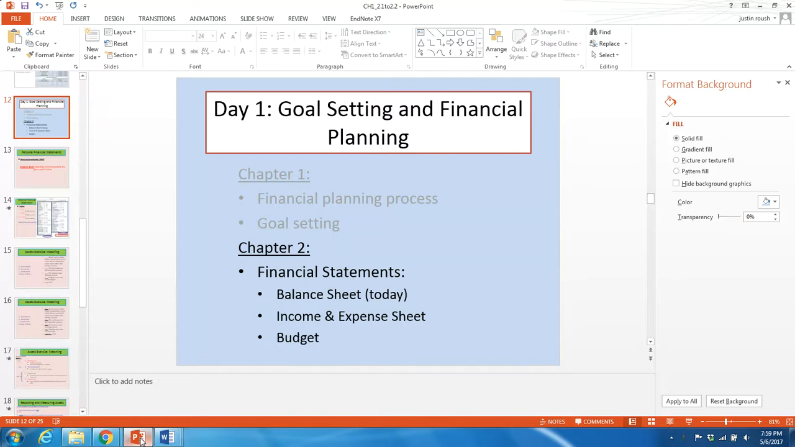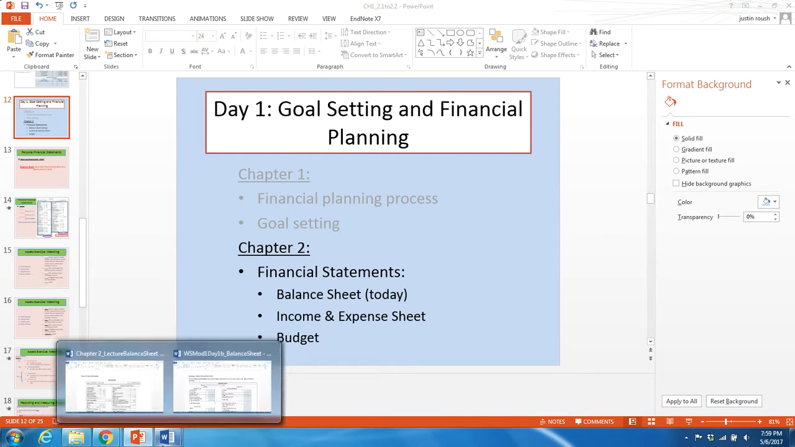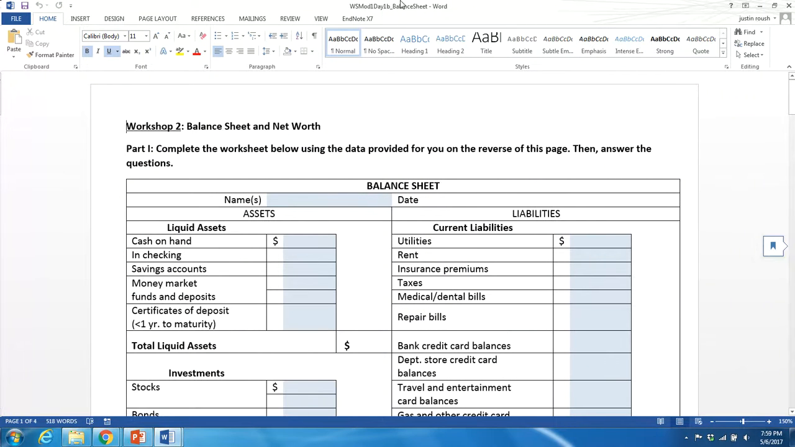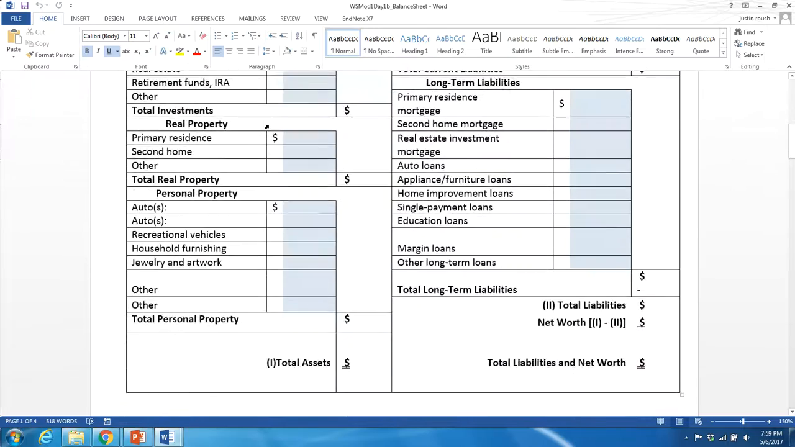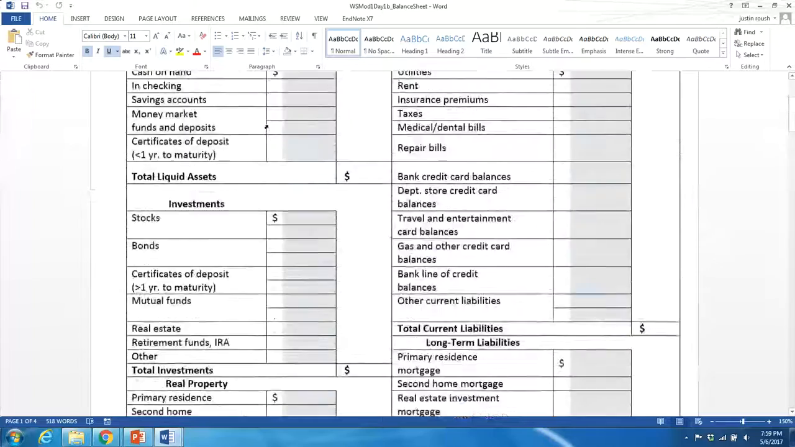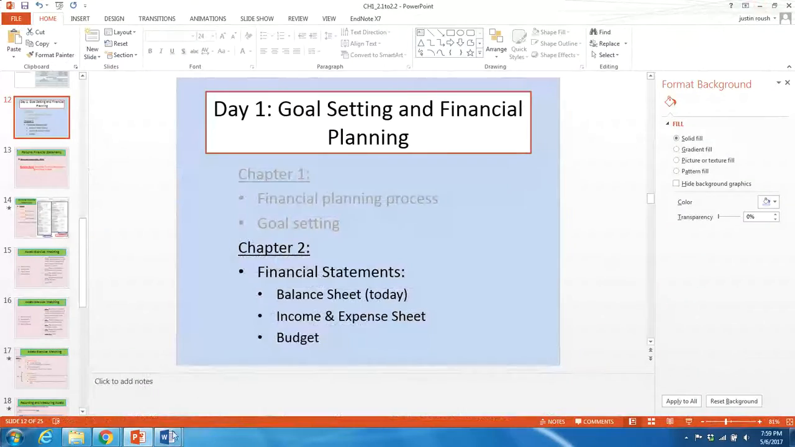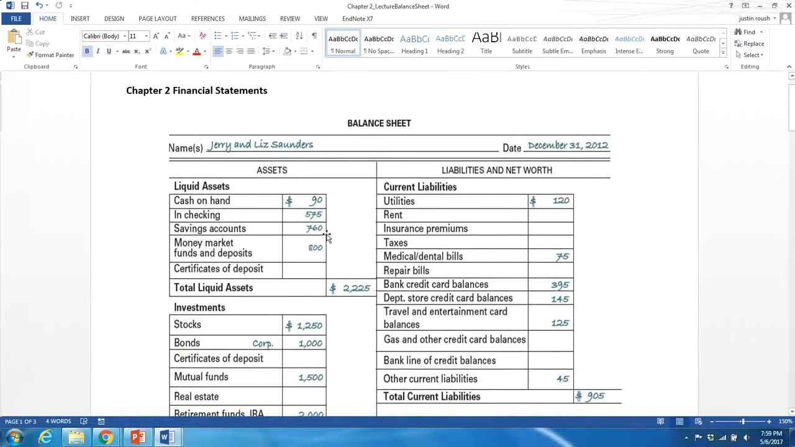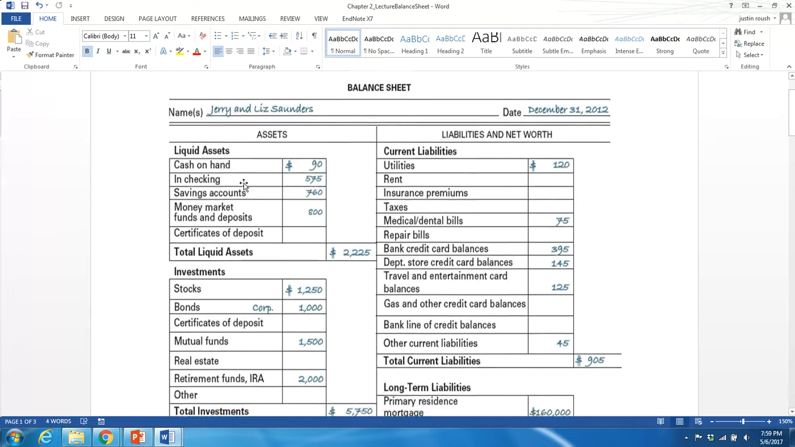So anyway, we'll proceed. Before we go on, you should download the Chapter 2 Workshop 2. So this is Day 1B. You already did Day 1A, I guess, which was the goal setting. But you're going to need the balance sheet and net worth table, as well as this information here that we're going to be using for our workshop. In addition, when I go through the lecture, I'm going to be referencing an example from Jerry and Liz Saunders. So this is also downloadable on Georgia View.